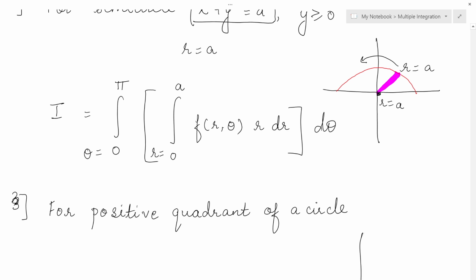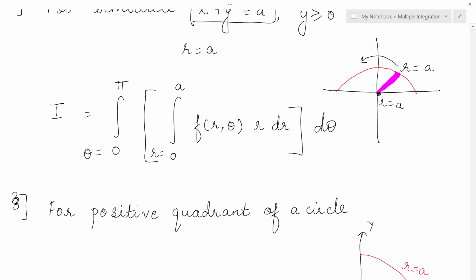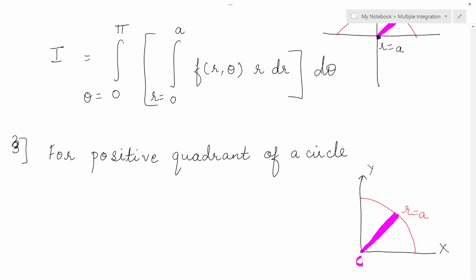So for a positive quadrant of a circle, so this is your x and y axis. It will be only up till here. The equation is same, R is equal to A. Okay. So the radial strip will be same. It will start from origin and it will end at R is equal to A.